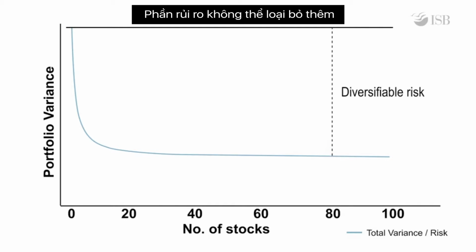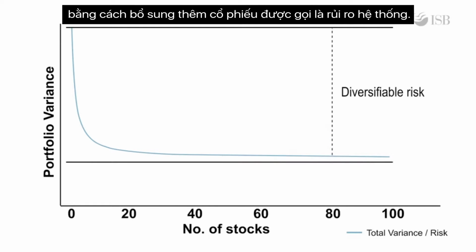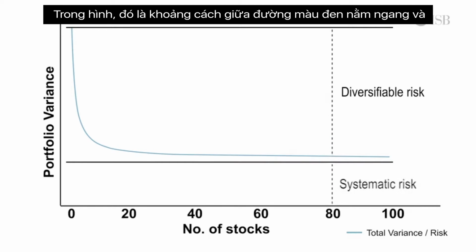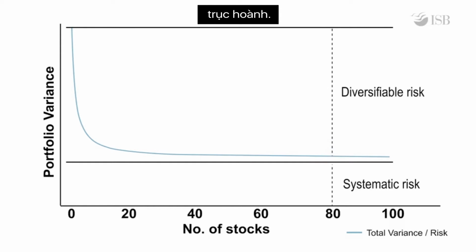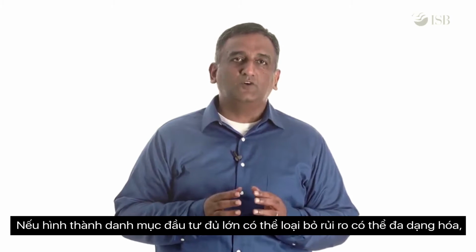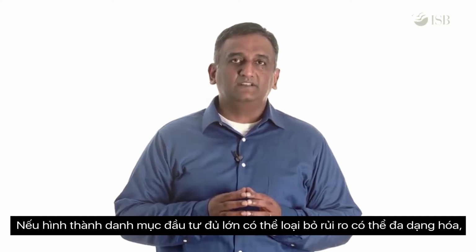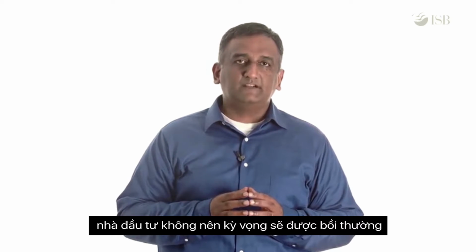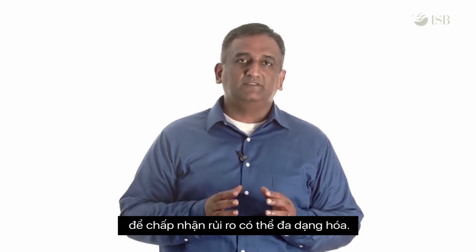The part of risk that cannot be eliminated any further with the addition of more stocks is referred to as systematic risk. In the figure, it is the gap between the horizontal black line and the horizontal axis. If forming sufficiently large portfolios can eliminate diversifiable risk, investors should not expect to be compensated for holding diversifiable risk.